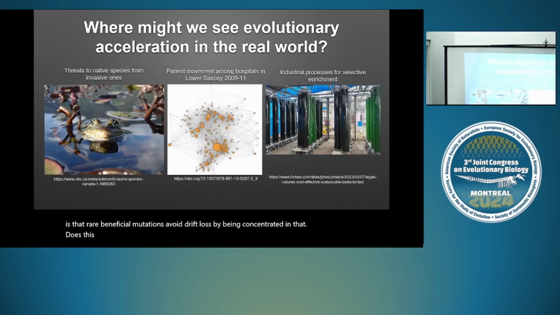Does this matter? Well, where might we see such evolutionary acceleration in the real world? One can think about invasive species displacing native ones, or life at the range front as ranges are shifting and changing, where there might be smaller subpopulations at the range front compared to the more central portions of the range. Patient movement across hospitals or even among wards, or maybe not patients moving among wards, but staff moving among wards, when you think about the spread of antimicrobial resistance in hospital settings or across regions. Large tertiary care hospitals, often associated with universities in major cities, can be thought of as hubs, and the regional care centers as maybe leaves. And then the other alternative is to use this in industrial processes for selective enrichment of rare mutants of interest.